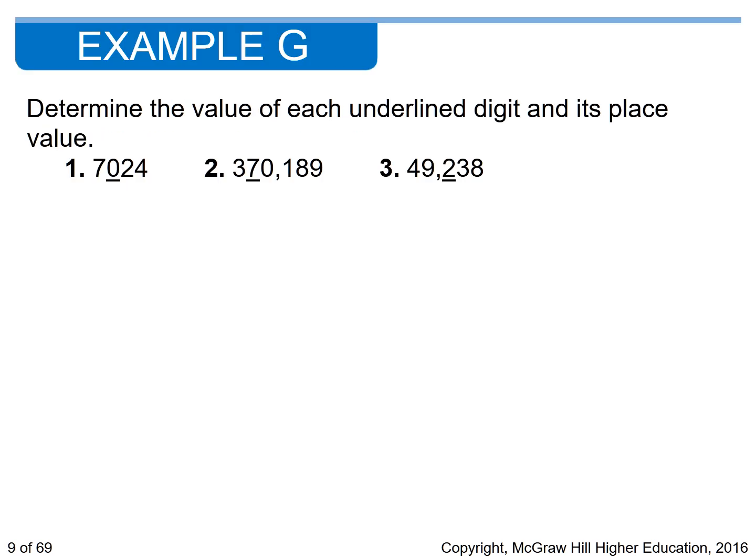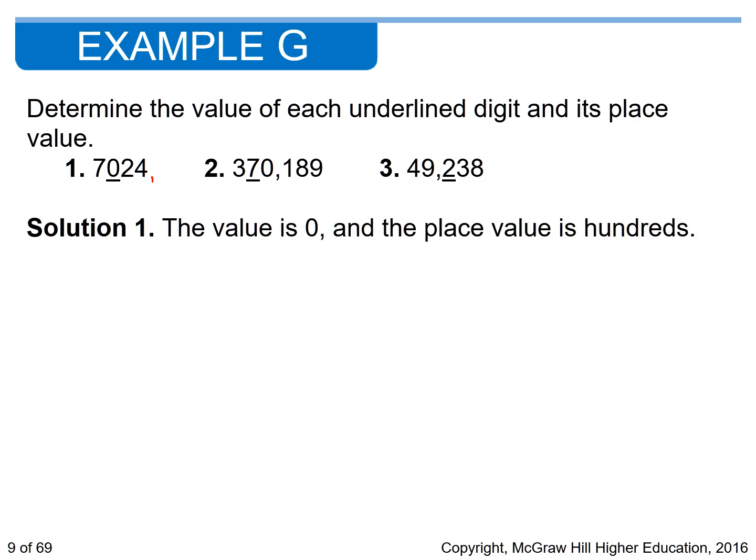So here are some examples. Okay, here we have 7,024, and I want to know what place the 0 is in. Now we always, on a whole number, imagine that the decimal is right there. So we always count ones, tens, hundreds. Okay? So the value of that digit is 0, and the place value is the hundreds.